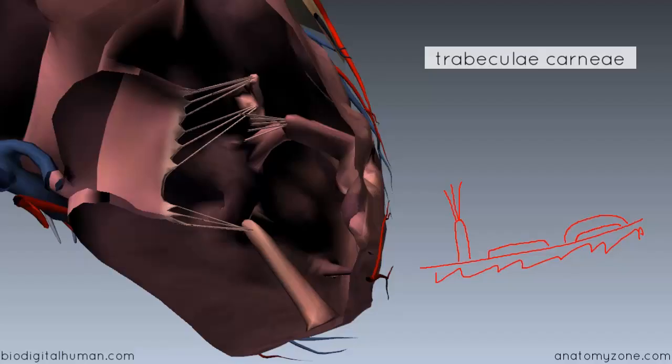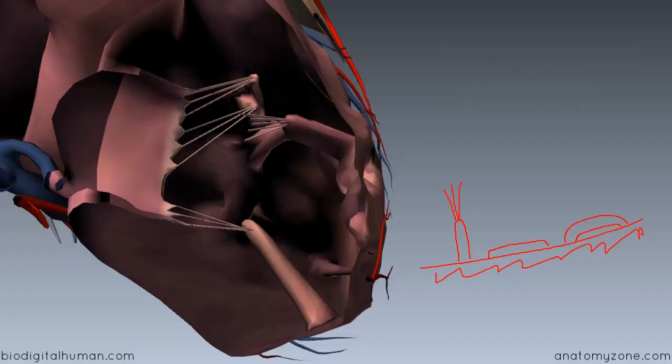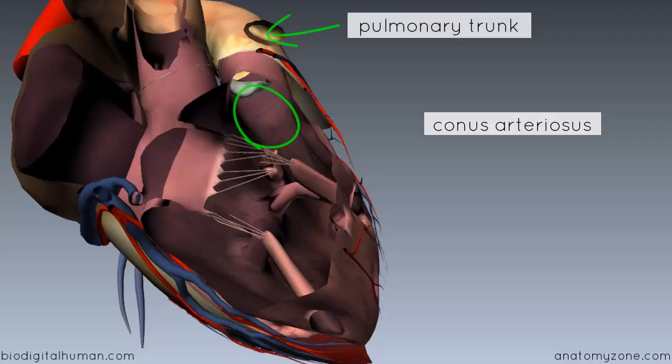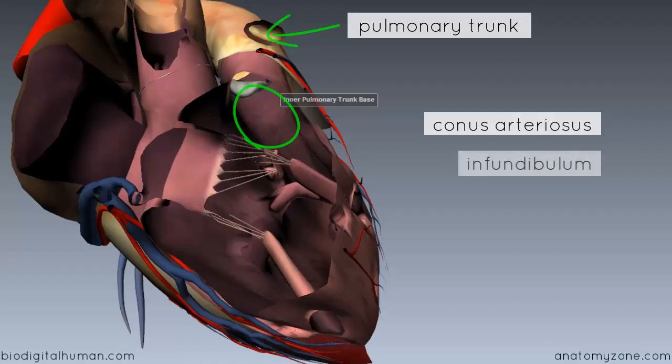Like you've got the musculi pectinati in the right atrium, you've got the trabeculae carneae in the right ventricle. These are found in the inflow tract, but the outflow tract is slightly different and smoother, and it's called the conus arteriosus. You can see the outflow tract here leading into the pulmonary trunk, and this is called the conus arteriosus, or the infundibulum, and it forms the outflow tract of the right ventricle.